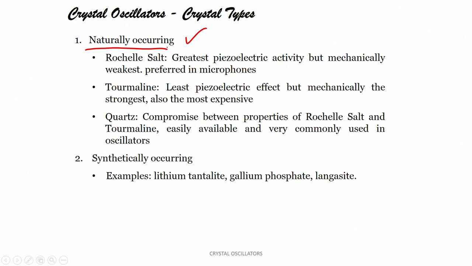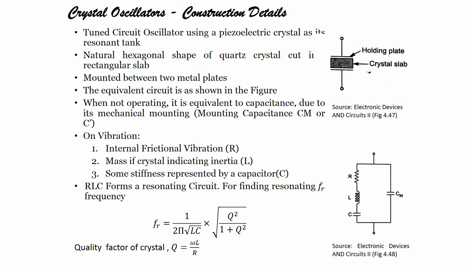So now these are naturally occurring. Let us see synthetically occurring crystals. Examples are lithium tantalate, gallium phosphate, langasite. Okay, so these are all synthetically occurring crystals. Now, let us see how we can design the crystal oscillator, or how we can construct a crystal oscillator.